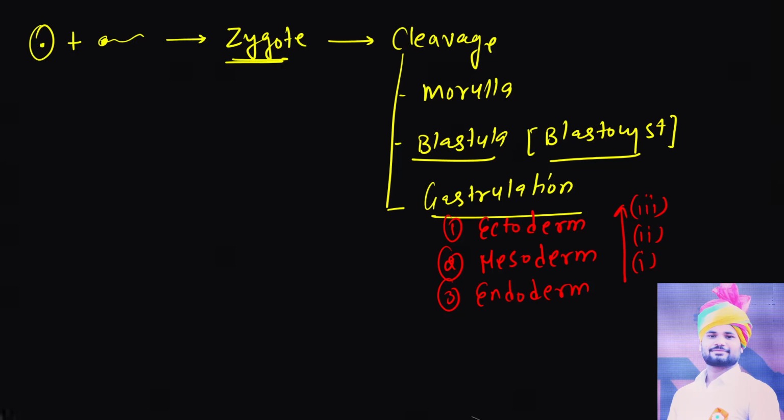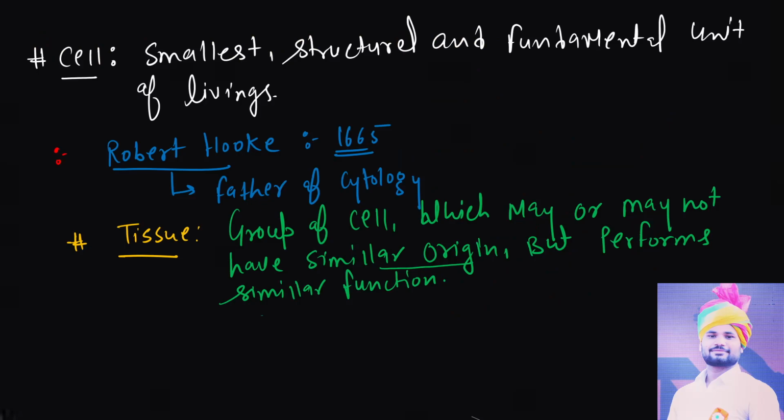So for now, you have an idea of what a germ layer is. So we are having three germ layers. A tissue has a group of cells which may or may not have a similar origin, of course, but they need to perform a similar function. Okay, everyone. So that's good. I'm sure that you have an idea now. Okay, everyone, let us go ahead.